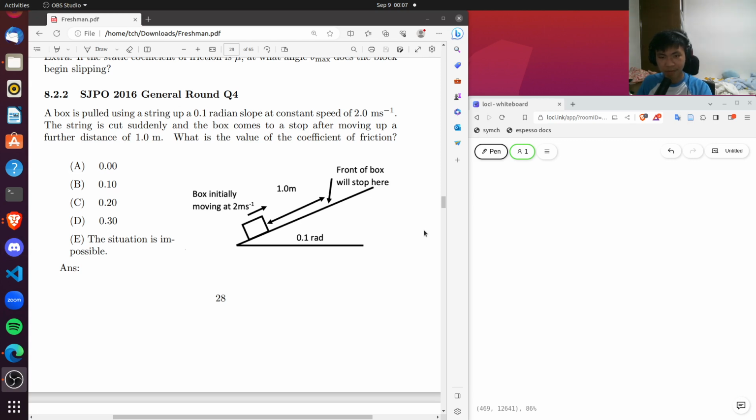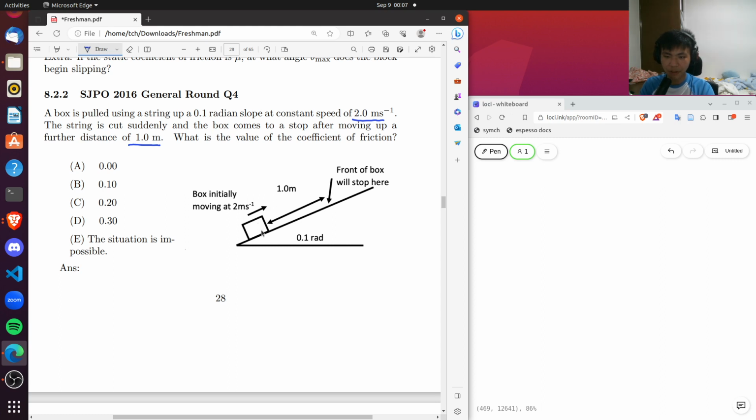Okay, so for the next question, it's kind of a kinetics question plus friction question. So let's go ahead and start it. A box is pulled up with a string, and then suddenly the string is cut, but it's moving at some speed of 2 meters per second, and then after a while it comes to a stop after traveling a distance of 1 meter.